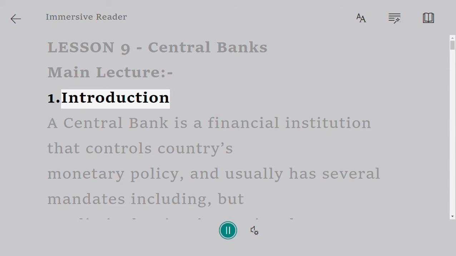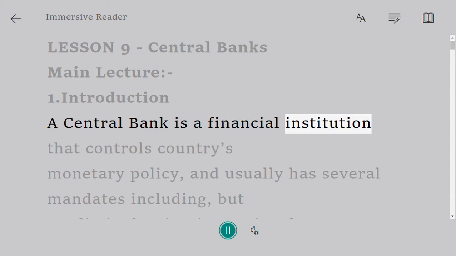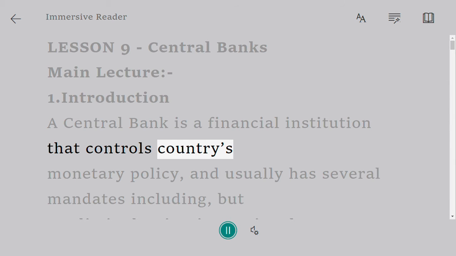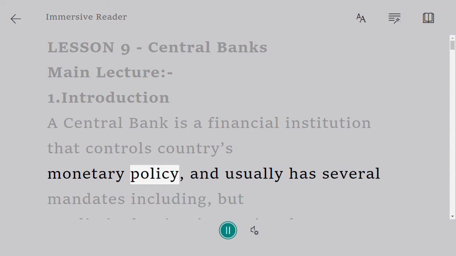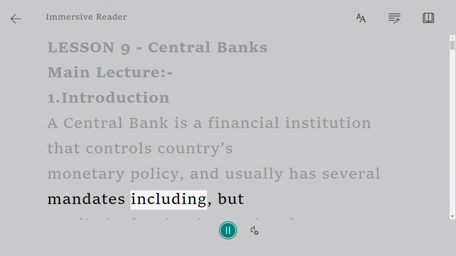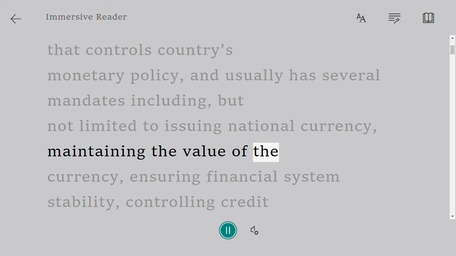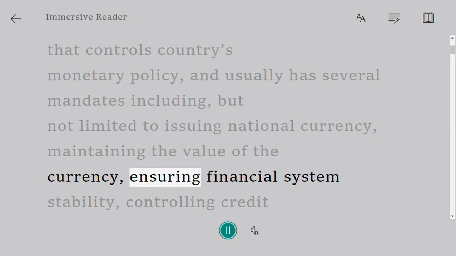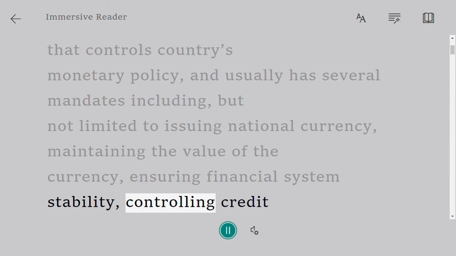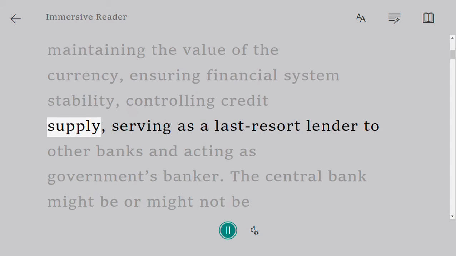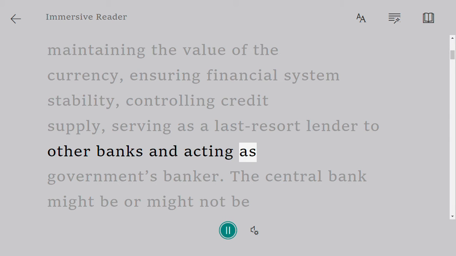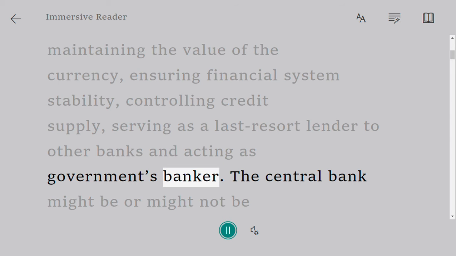Introduction. A central bank is a financial institution that controls countries' monetary policy, and usually has several mandates including, but not limited to issuing national currency, maintaining the value of the currency, ensuring financial system stability, controlling credit supply, serving as a last resort lender to other banks and acting as government's banker.